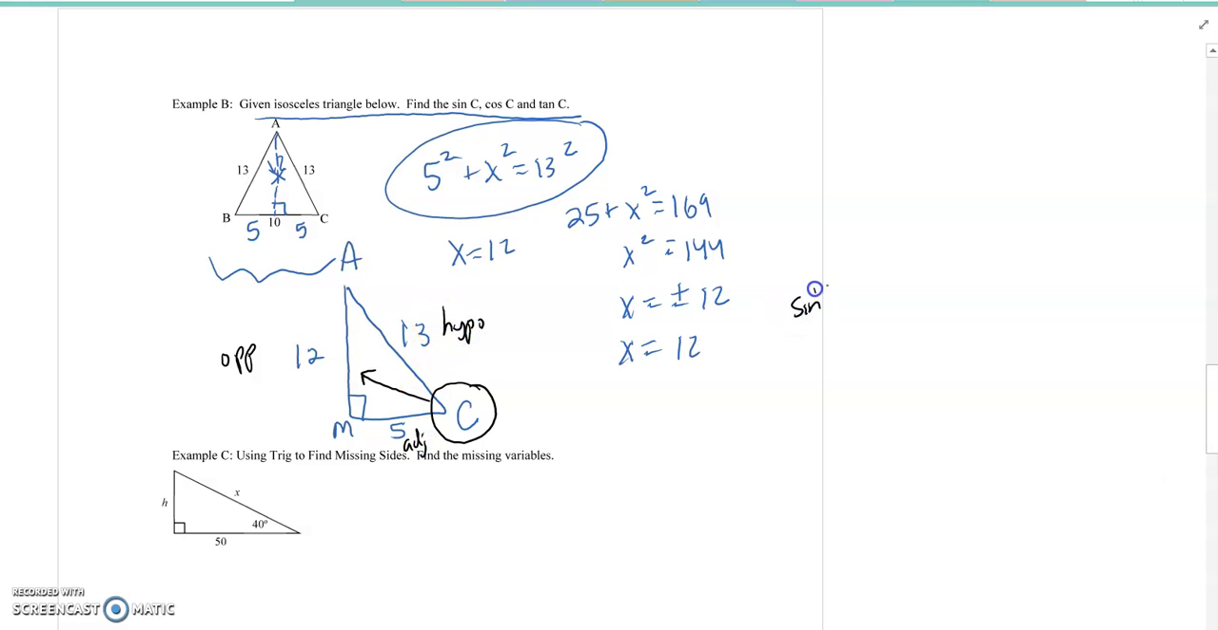So the sine of C is opposite over hypotenuse, so 12 over 13. The cosine of C is adjacent over hypotenuse, so 5 over 13, and the tangent of C is opposite over adjacent, which is 12 over 5.